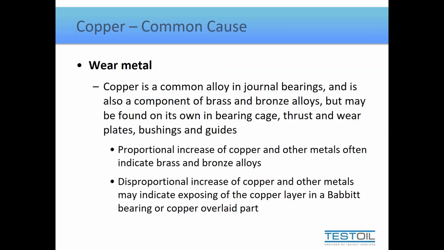Now moving along the list to copper, copper can be found in a number of different parts. Typically it's associated with brass or bronze parts, or what we tend to call yellow metals, which may not be in the primary wearing parts, but could be in things such as bearing cages. So what we look for with copper is it increasing proportionally with other metals like lead and tin? If so, that generally indicates a brass or bronze alloy. If there's a disproportional increase of copper with other metals like lead and tin, often that's attributed to Babbitt bearings.